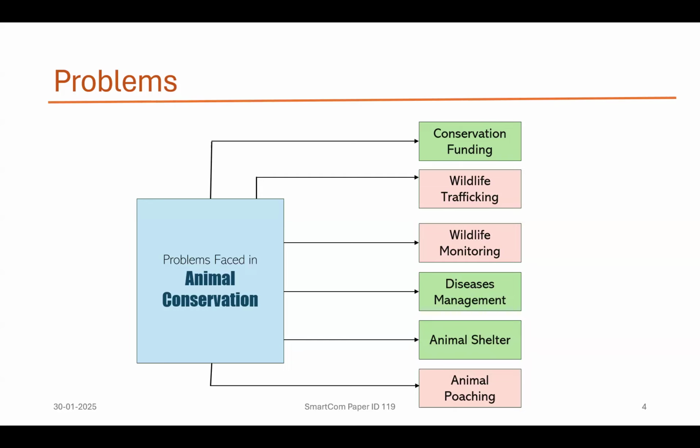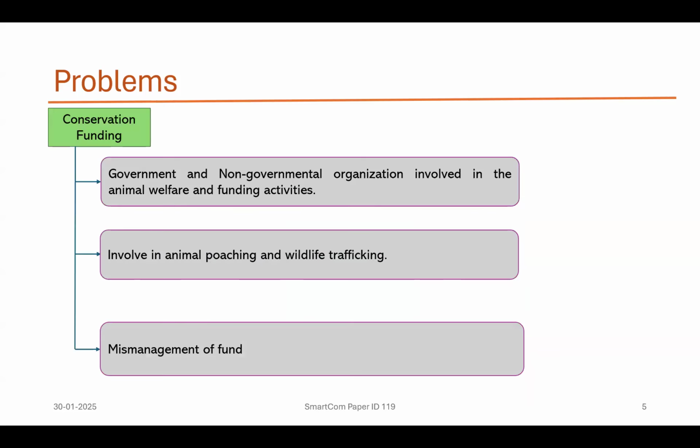We will be doing this in the next work, because there we need to add IoT into the implementation. Here are the issues that we have found in the conservation of funding. Many NGOs and governments are involved in animal welfare and funding activities, but there is a lack of transparency and also corruption. Sometimes people or staff from the sanctuary or animal centers work together with the traffickers, and they help the traffickers to poach or traffic the animals.